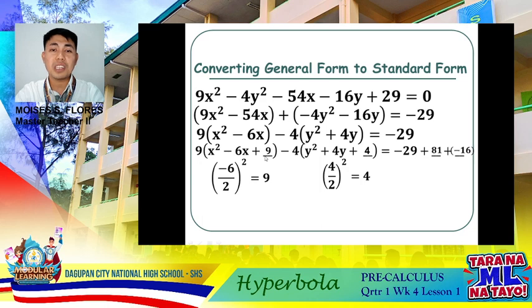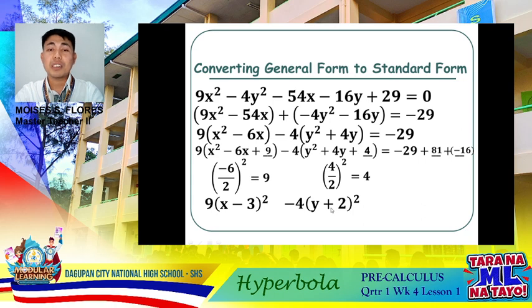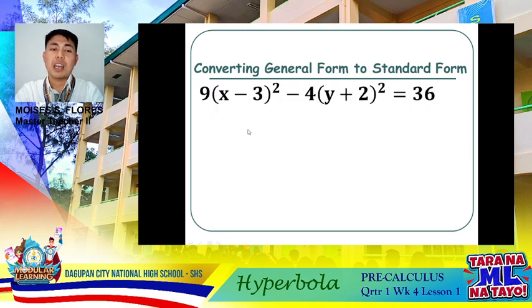The next thing to consider here is we need to extract it or factor it out. So we have here the quantity x minus 3 squared. Factor this also, which is the quantity y plus 2 squared. And of course, simplify our constants. Negative 29 plus 81 plus negative 16. As we simplify it, we have 36. So there you have it, after applying completing the square, then of course factoring out.